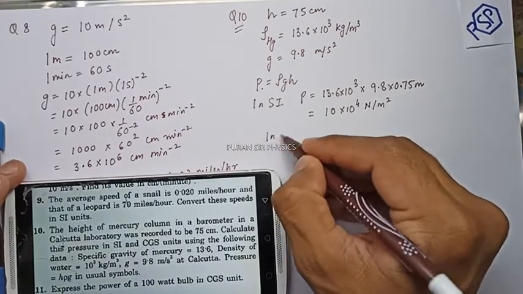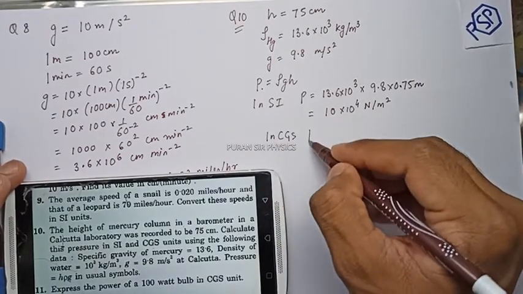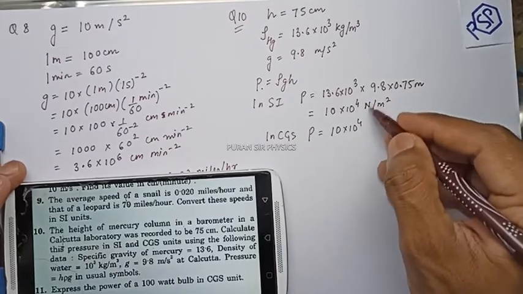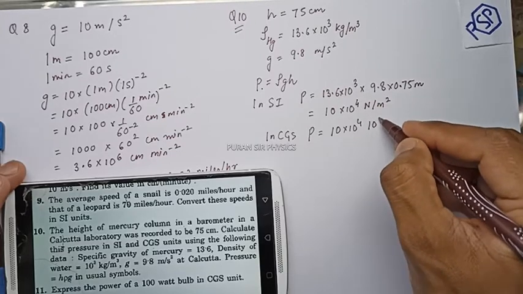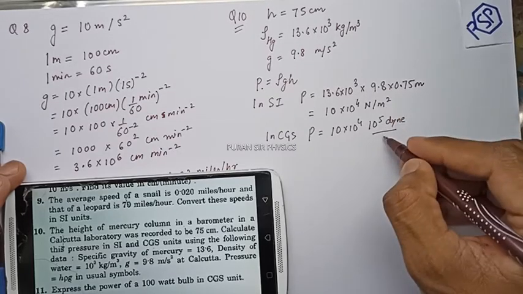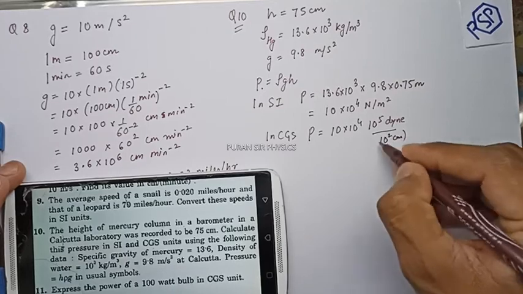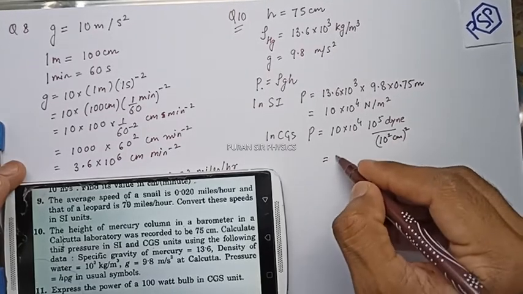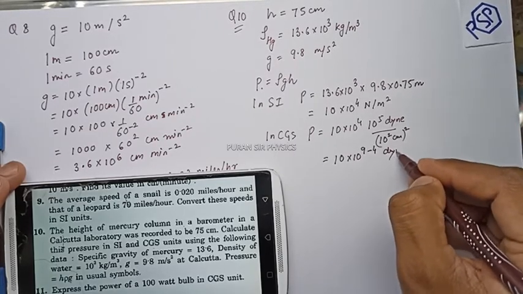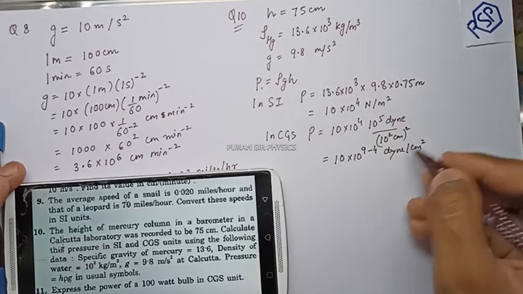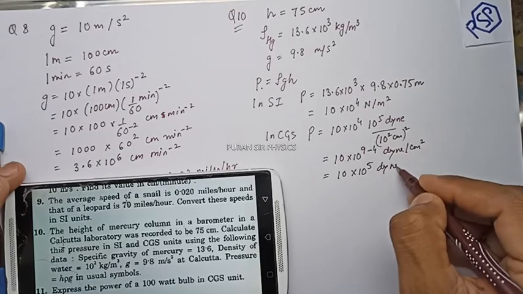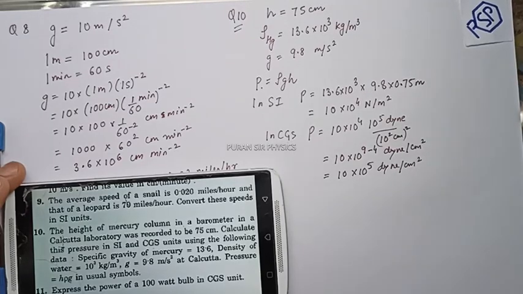So in CGS, pressure will be 10 into 10⁻⁴. 1 Newton is equal to 10⁵ dynes, and 1 meter is equal to 10² centimeters, so 10⁻² centimeter square. So from here what we'll get, 10⁹ minus 4 dyne per centimeter square, so it will be 10 into 10⁵ dyne per centimeter square. So this is the answer of question number 10.